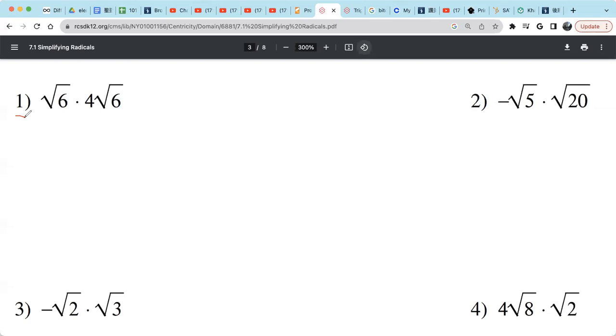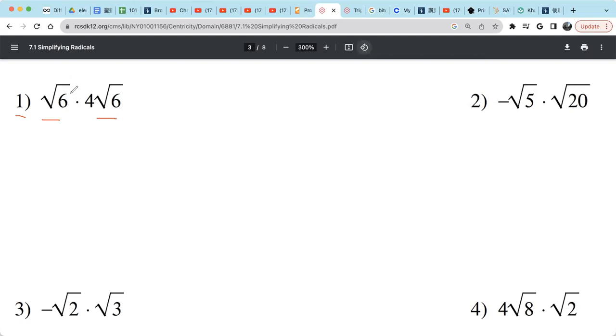Similarly, when we add or subtract radicals, we need the radicals to be like radicals, which means the index is the same and the radicand is the same. But when we multiply and divide, no, we don't need like radicals. So how do we multiply? As long as the indexes are the same, we can put the radicands under one index.